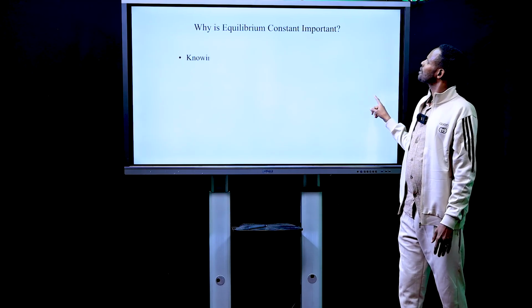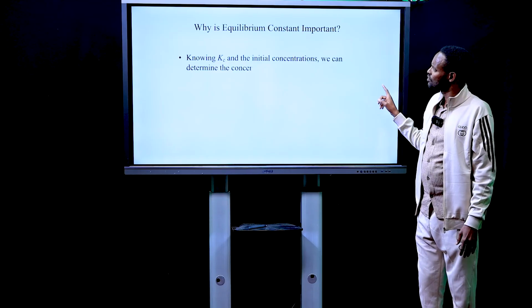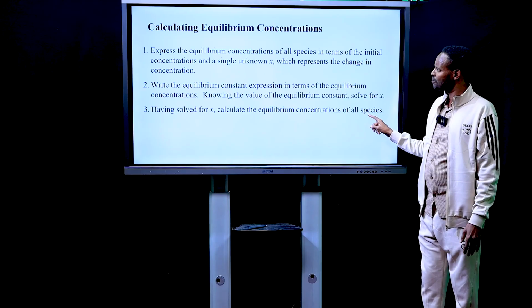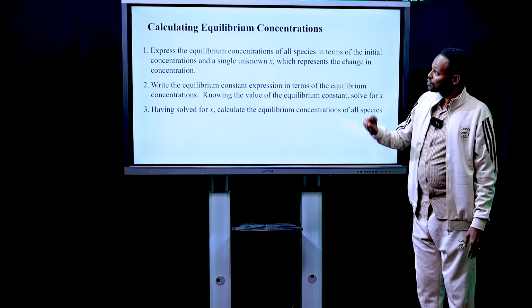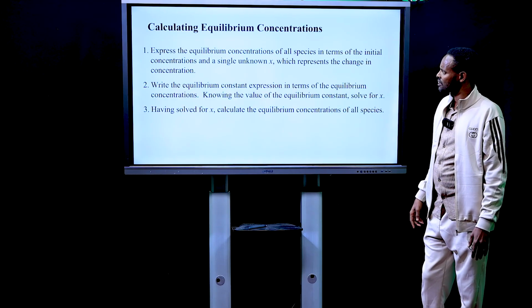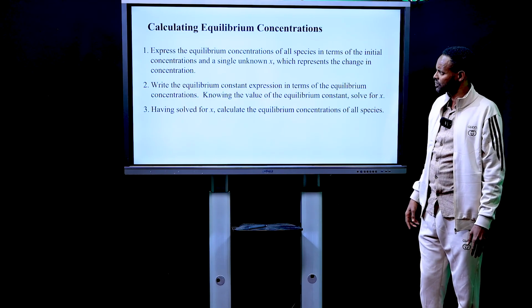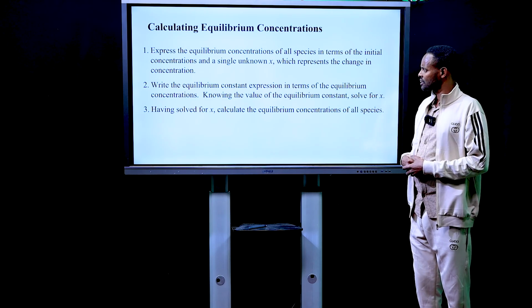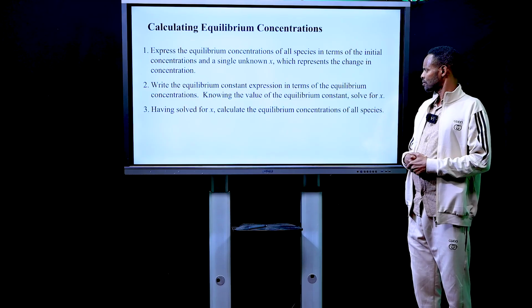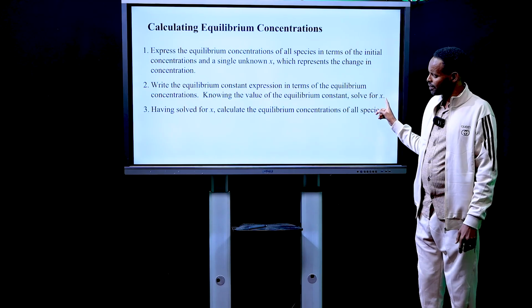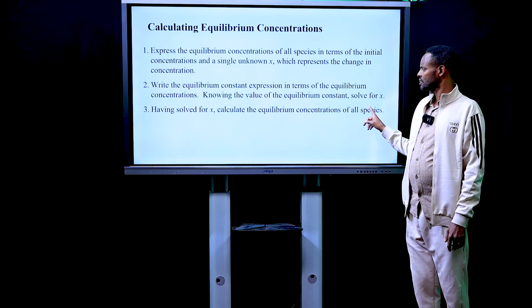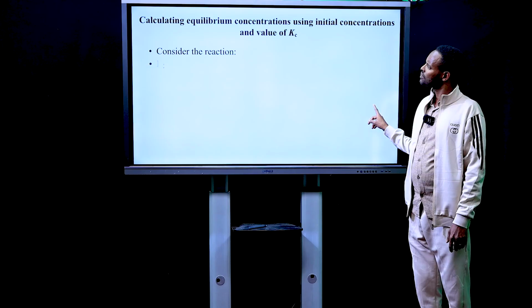When we come to the equilibrium constant's importance, knowing Kc and the initial concentrations, we can determine the concentration of the components at equilibrium. Here, express the equilibrium concentration of all species in terms of the initial concentrations and a single unknown X, which represents the change in concentration. Then we write the equilibrium constant expression in terms of the equilibrium concentrations. Knowing the value of the equilibrium constant, we can solve the problem for X. Having solved for X, we can calculate the equilibrium concentration of each and every species.